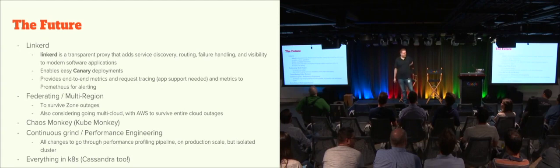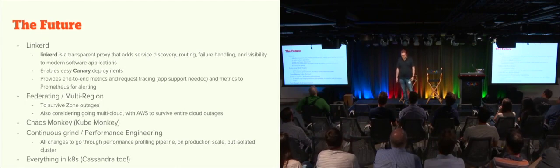And eventually, we'd like to put absolutely everything in Kubernetes as well. So Cassandra is the only thing running outside of it now, but with the new stateful set stuff that the Google guy was talking about, that might be a possibility in 1.7.